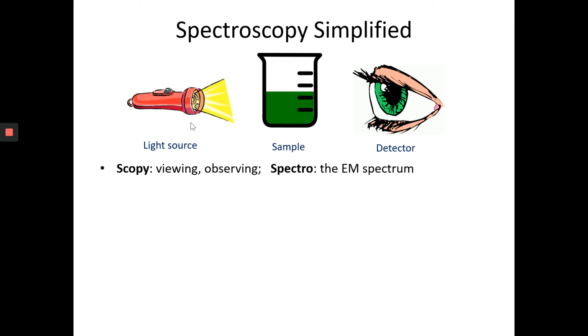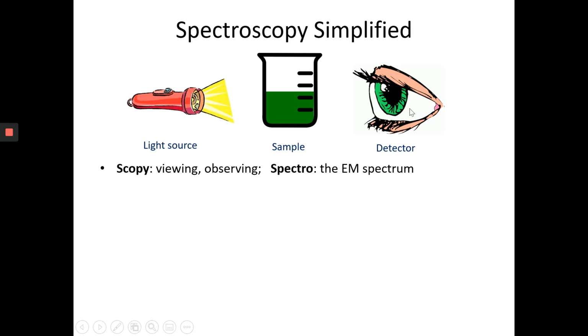In a basic spectroscopy experiment, you have some sample that you're trying to look at. That in this case is just a beaker. So you put your sample in here. You have some sort of light source that may or may not be a physical flashlight with light in the visible range. Sometimes it is visible light. Sometimes it's ultraviolet or infrared or microwaves or radio waves. So there's lots of different types of light sources.